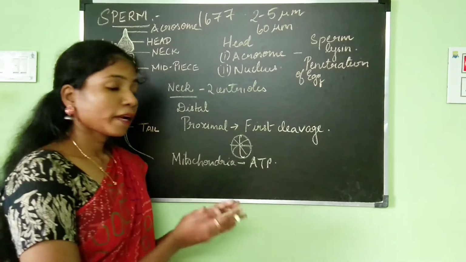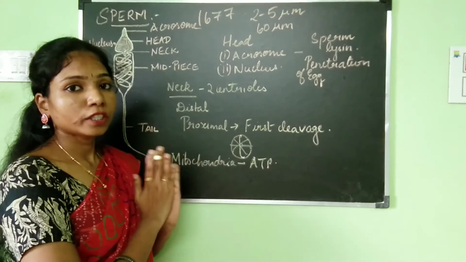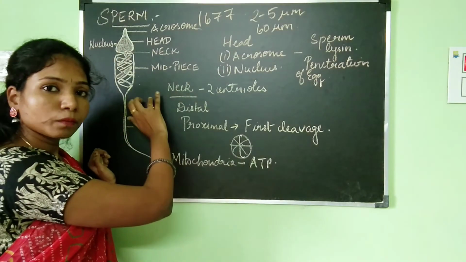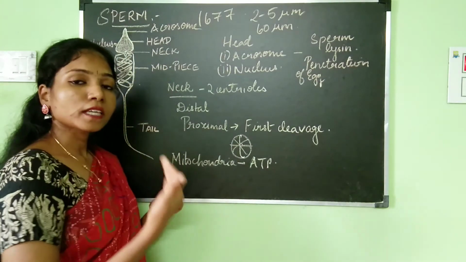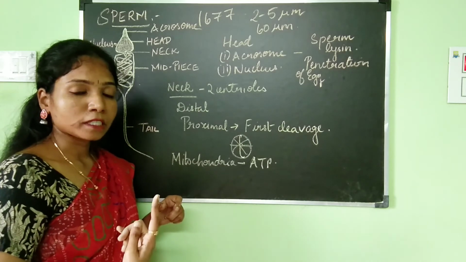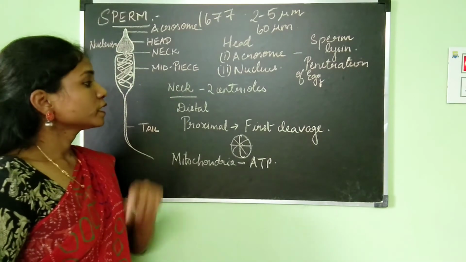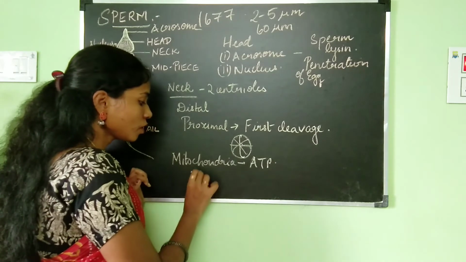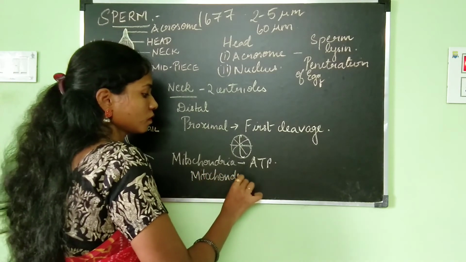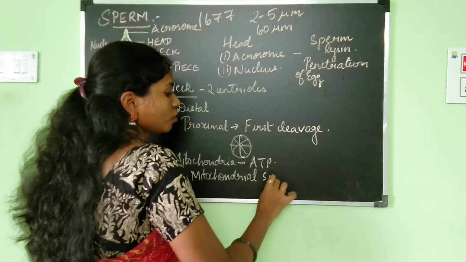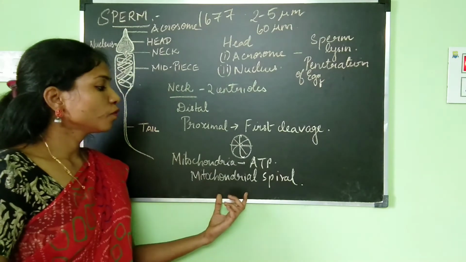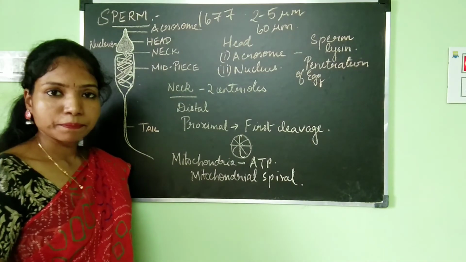And if you see, the mitochondria is actually arranged in the form of a spiral. You can see in the image here. In this diagram, you can see that the mitochondria is arranged in the form of a spiral around the axial filament. So as the mitochondria are arranged in the form of a spiral, it is therefore known as mitochondrial spiral.